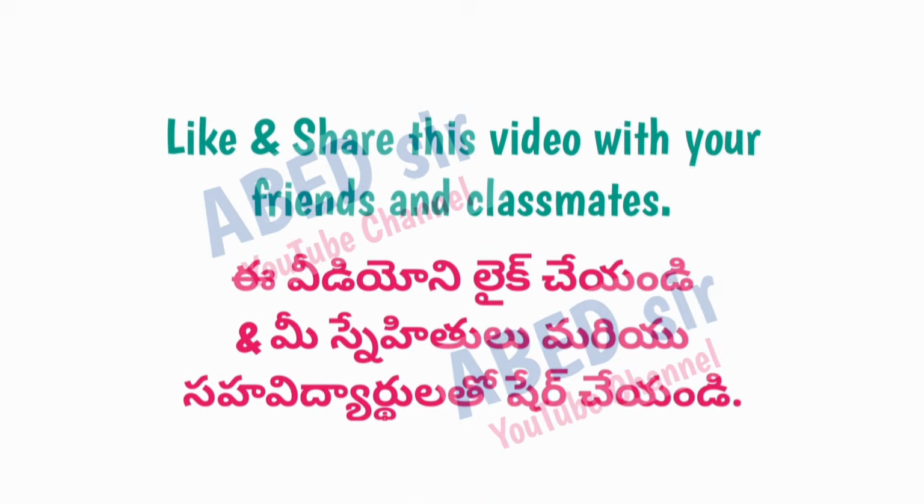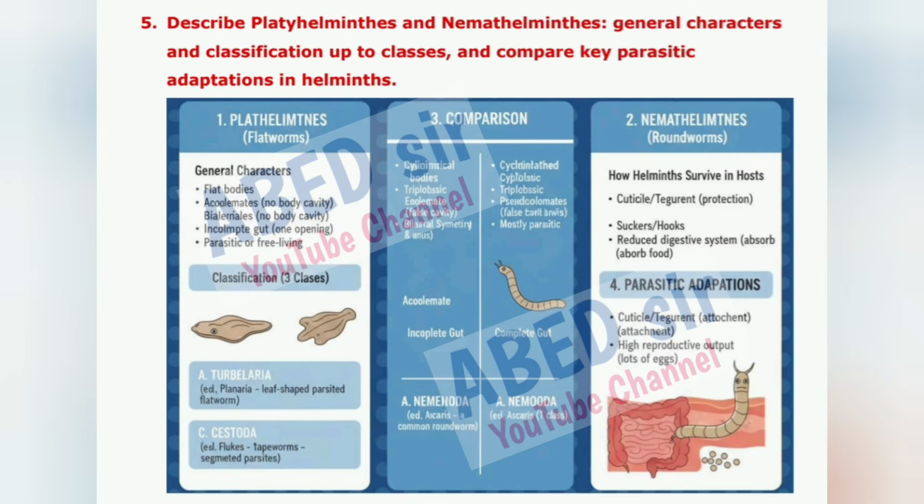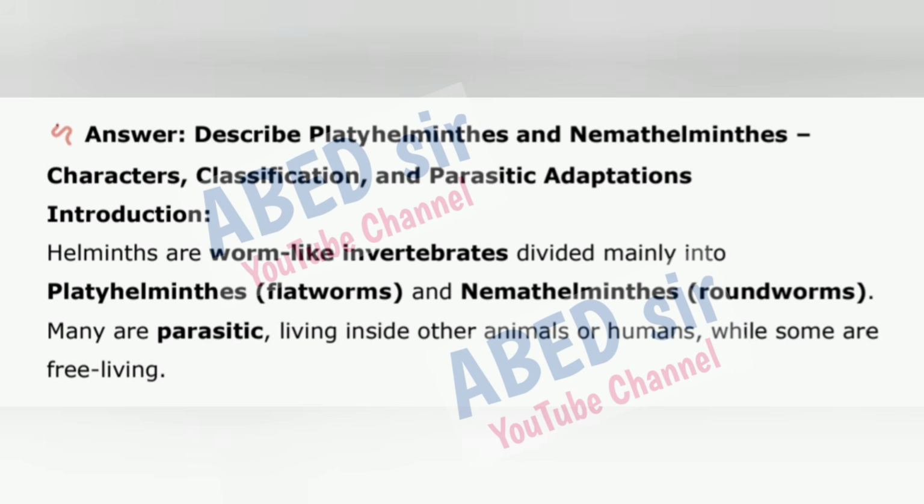Next important long question is: 5. Describe platyhelminths and nemathelminths, general characters and classification up to classes, and compare key parasitic adaptations in helminths. Answer. Introduction. Helminths are worm-like invertebrates divided mainly into platyhelminths, flatworms, and nemathelminths, roundworms. Many are parasitic, living inside other animals or humans, while some are free-living.